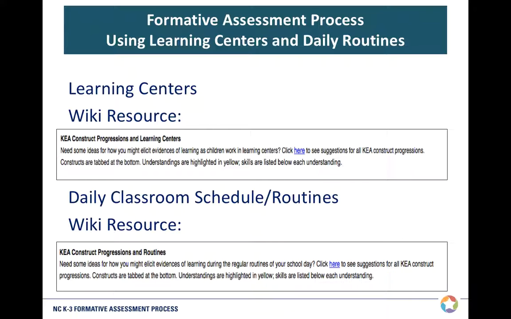We have put together 2 resources on the wiki to help guide your observations and your process of eliciting evidence of learning as your children work in centers and go through the routines of the kindergarten day. You will notice that each resource is directly aligned with the understandings and skills for each KEA construct progression. So let's take a look at the guide for learning centers.